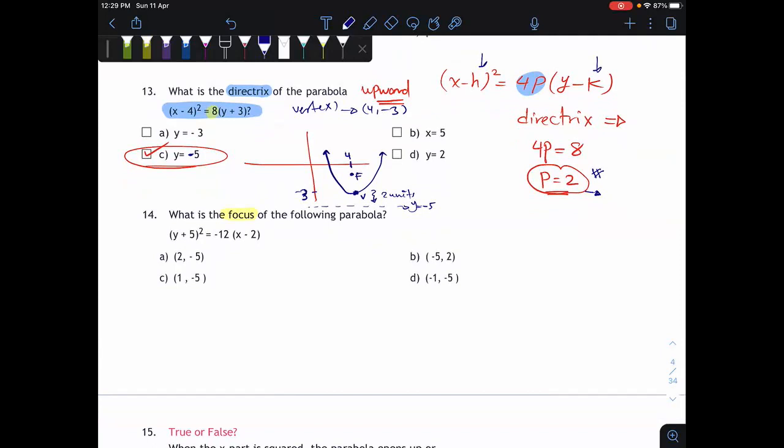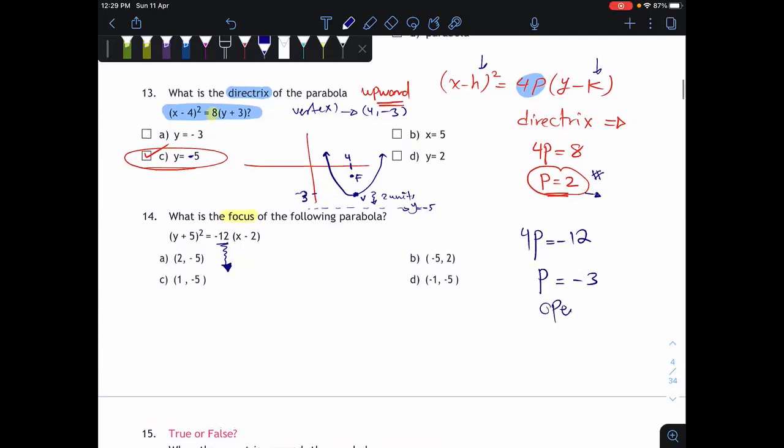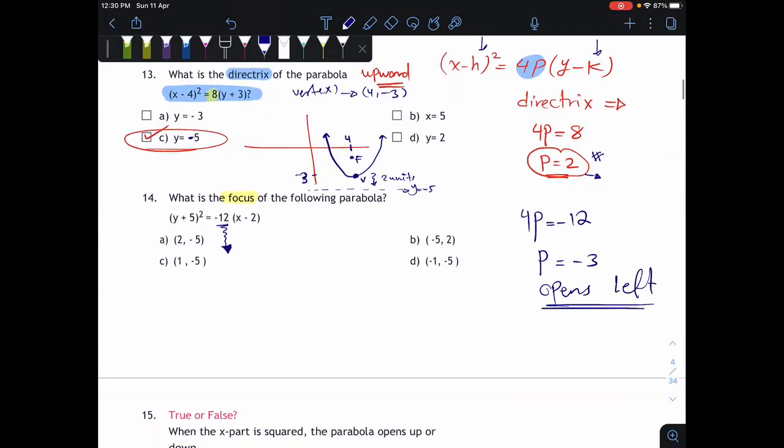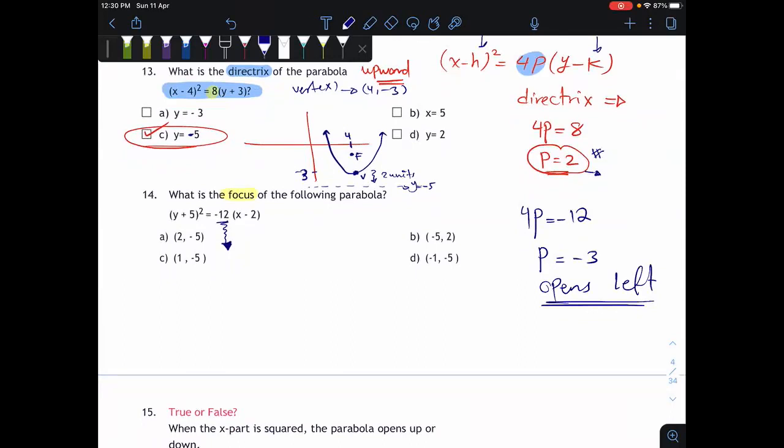Why to the left, not to the right? Because the value of 4P is negative and the value of P is negative. So the P is negative, what, guys? We let 4P equal -12 and dividing by 4 gives P = -3. Because the P is negative, the parabola opens to the left. So what's the focus, guys?